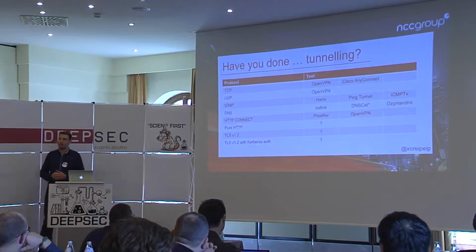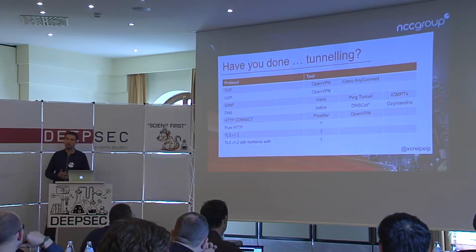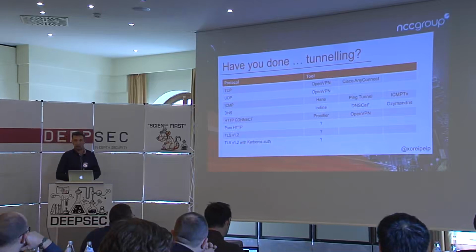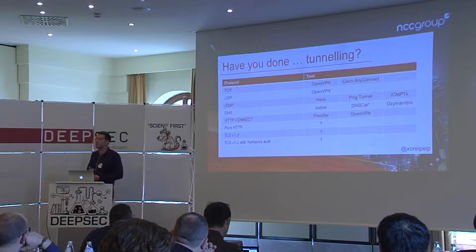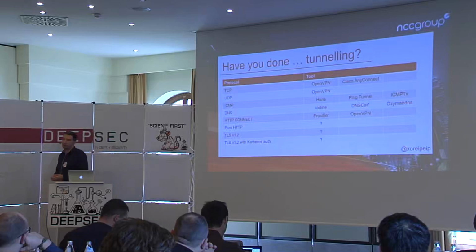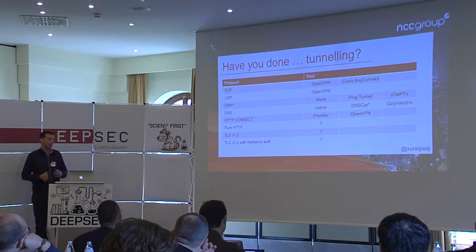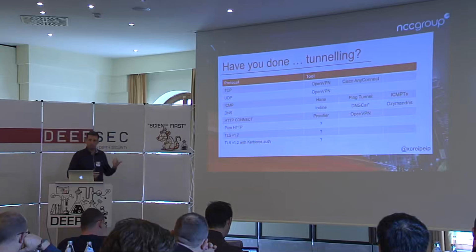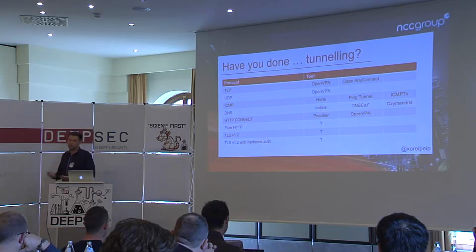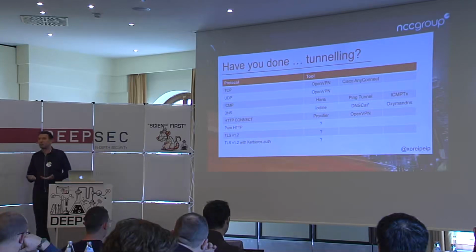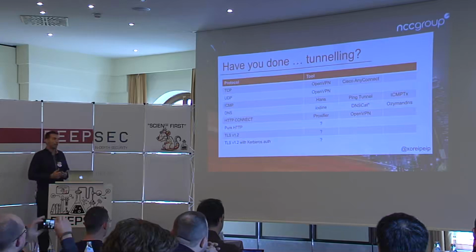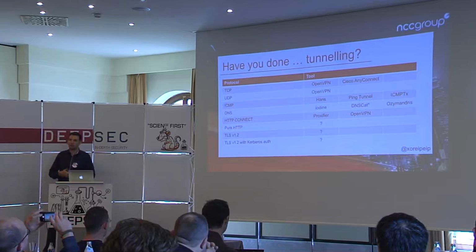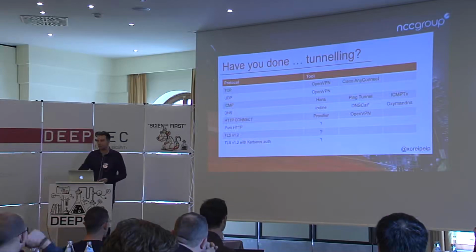If you want to use HTTP CONNECT, like if you want to go over a proxy, then you can use Proxyfire, or even OpenVPN supports that. But if you want to use pure HTTP, that's getting a bit harder. There are some solutions, but it's not easy to find and it's not easy to configure. If you have a proxy that supports only TLS version 1.2, for some reason, it's even harder. And I'm more than sure that you can't find anything that supports TLS version 1.2 with Kerberos authentication when you have a proxy like that. It's almost impossible. You need to write your own tool.